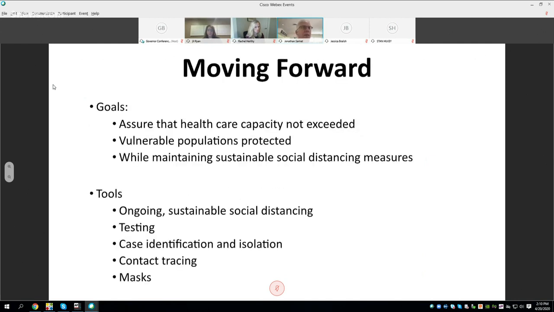And now we're going to take that look forward. Next. And what our goal is, and I think is already mentioned by Dr. Hurley, is to assure that our healthcare capacity is not exceeded, that our vulnerable populations, those 60 plus, those with underlying chronic diseases, are protected. And we need to do this while maintaining sustainable social distancing measures. The toolbox has already been mentioned, and what I'm going to show you in these scenarios is bringing in these tools initially one at a time and then together and saying, what can we accomplish in terms of controlling the pace of the epidemic so that our healthcare capacity is not exceeded. Next.